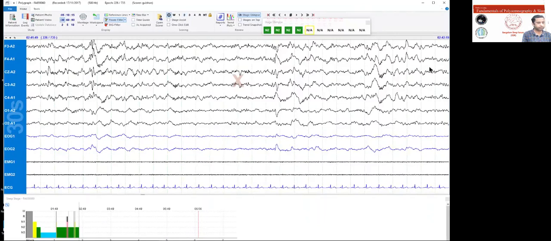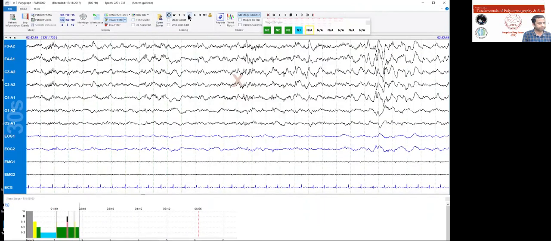So this is slow wave activity. Again, it's covering more than 20% of the total epoch, or 6 seconds, so it should be N3. Slow wave activity is there, so much of it, more than 6 seconds. It should be N3.